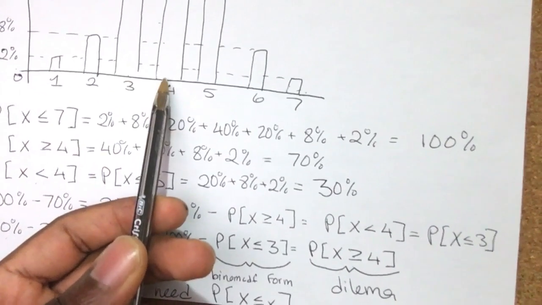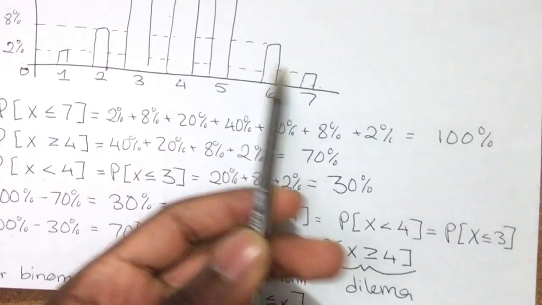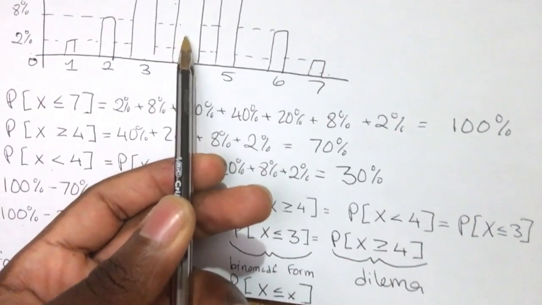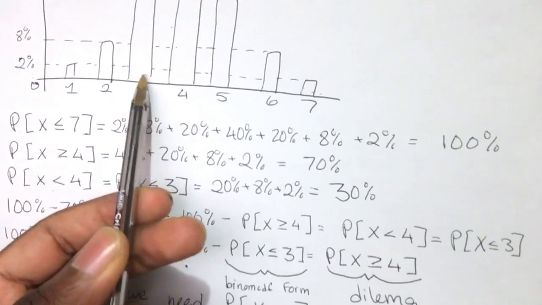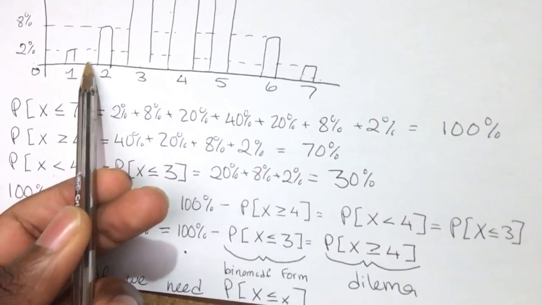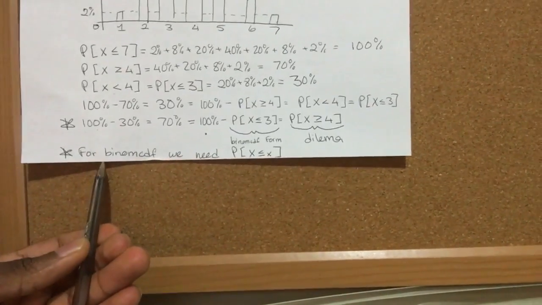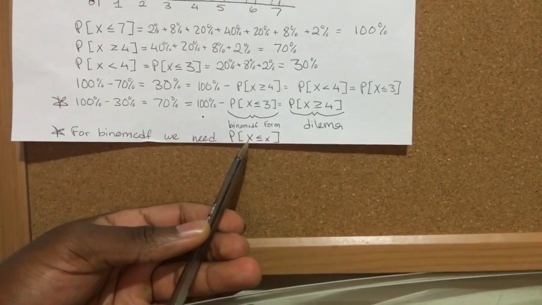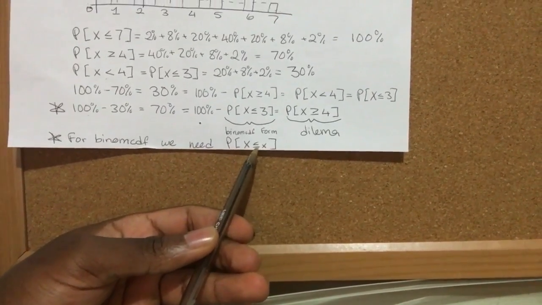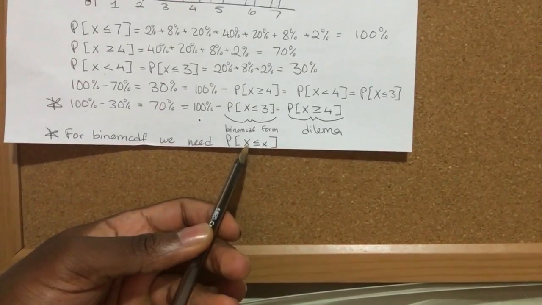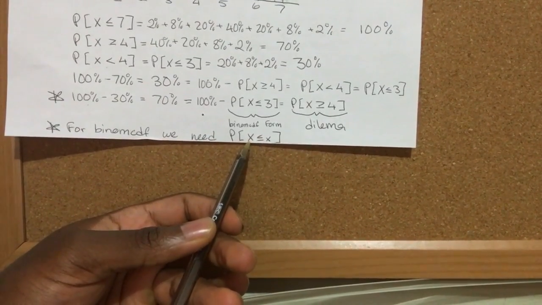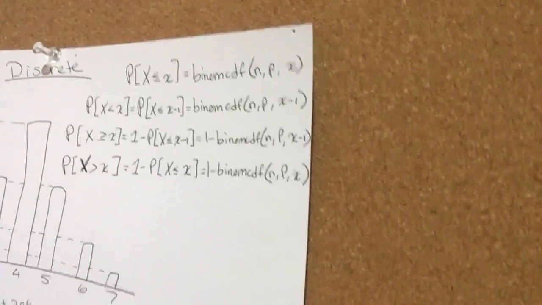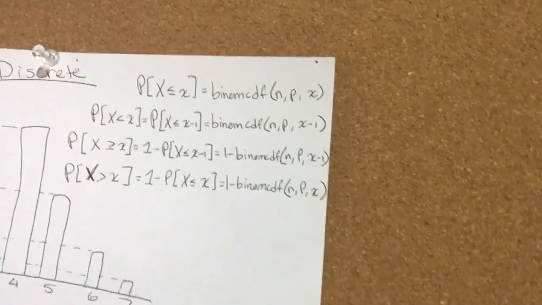So the probability that x is greater than or equal to 4 in the discrete case is the same thing as 1 minus the probability that x is less than or equal to 3. I really hope that makes sense. And I put it down here. For binomial CDF, we need the probability that x is less than or equal to x. Sorry if I'm saying x twice. I usually put capital X and lowercase x. I should probably use different variables, but that's how it is in a lot of probability classes.